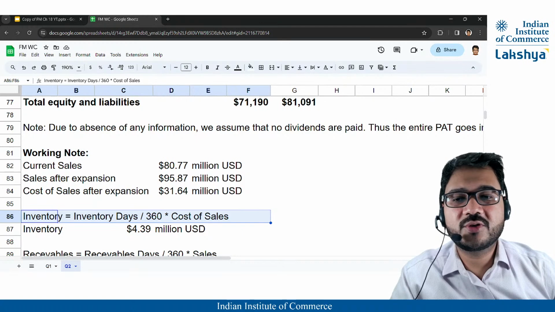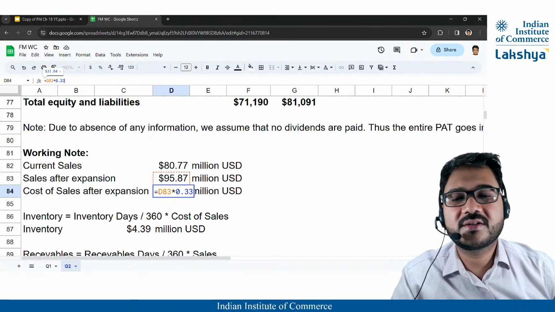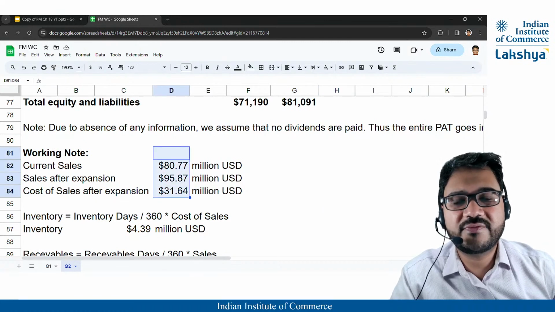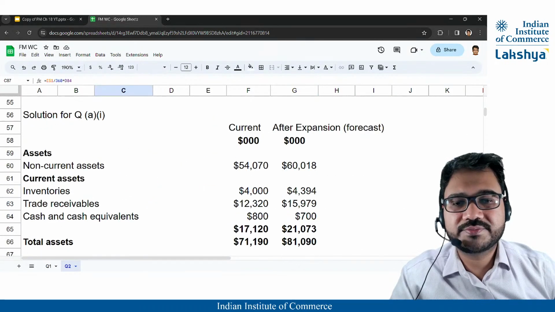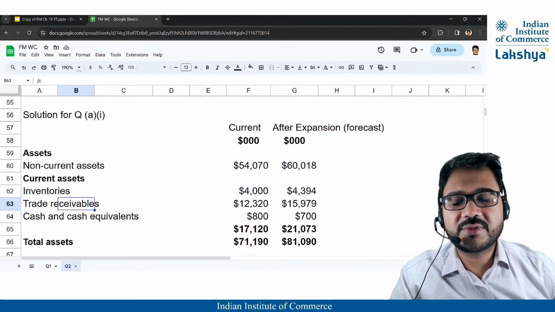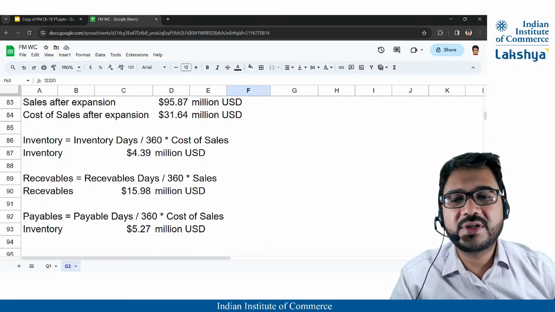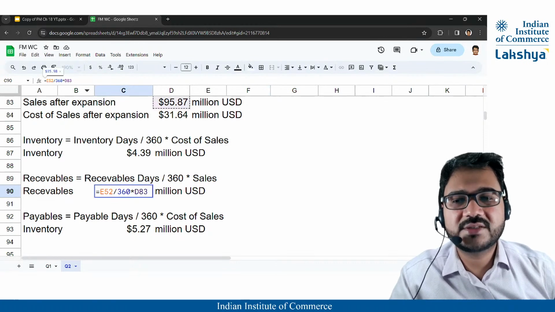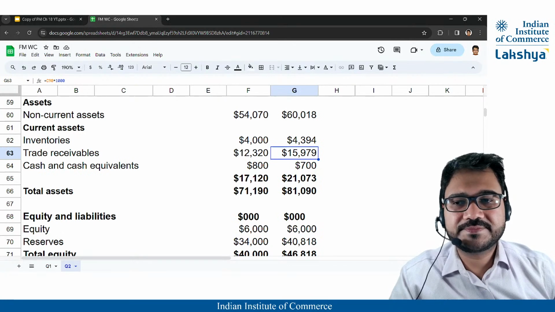Okay, so in our working note, we know the current sales. We know the sales after expansion because we know how much it was growing by, and we know that 33% of that sales will be cost of sales. So all these three figures we have found out, right? We have our inventory 4.39, which we wrote over here. Then trade receivables. Again, we have the old one. For the new one, we have receivable days. So with that receivable days, the relevant cash flow is sales. So we can find our receivables. That is receivable days divided by 360 into sales. Okay, so 15.98. So we write that 15.98.